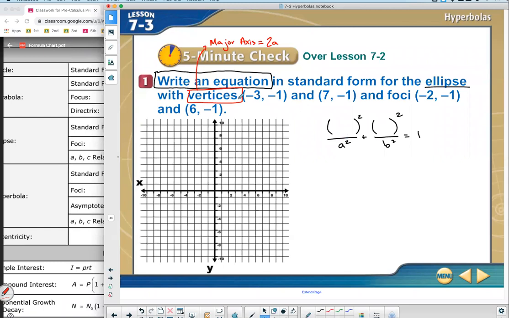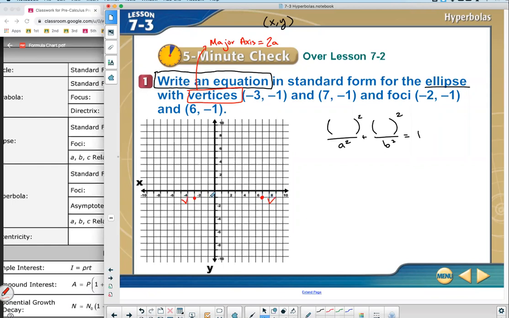So when I go to plot this, this is in terms of x comma y. So we have x comma y. That means I do the x value first, then followed by the y value. So the vertices will be left 3, down 1. Left 3, down 1. And the other vertex is right 7, down 1. These are my two vertices.